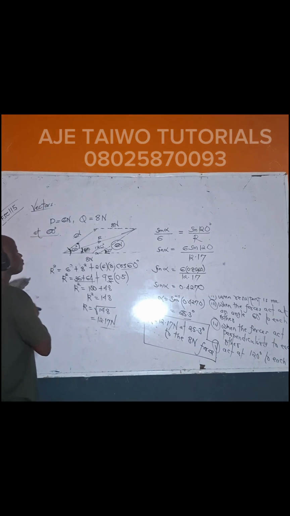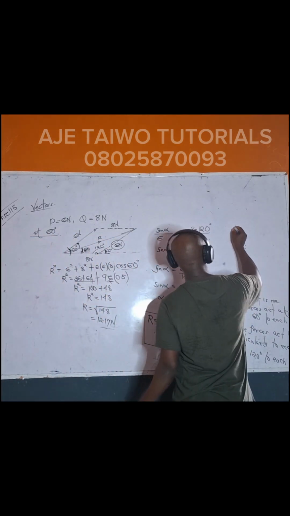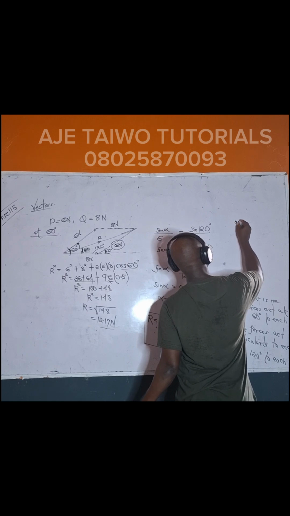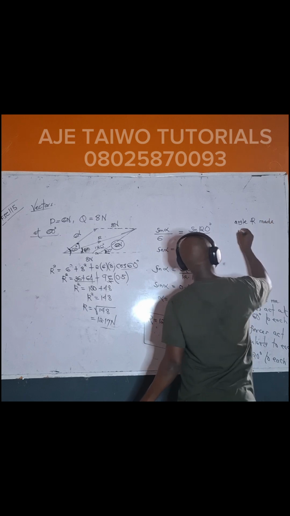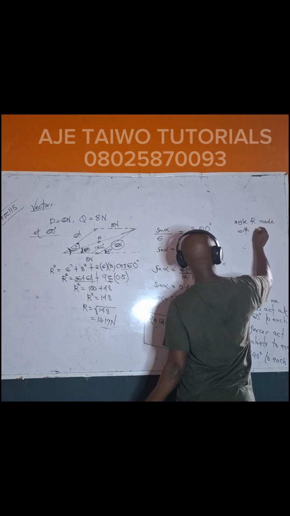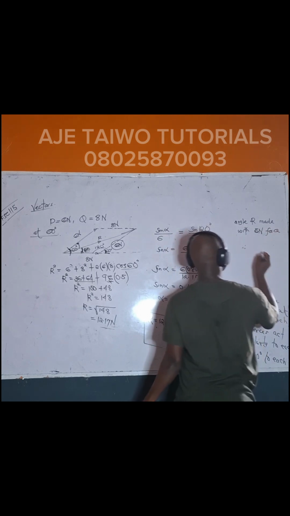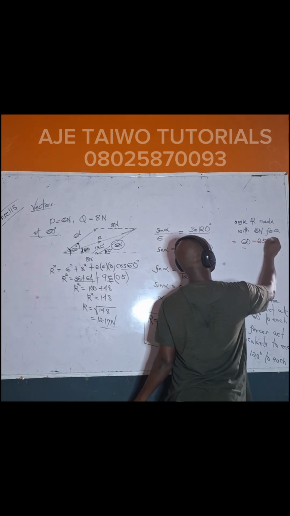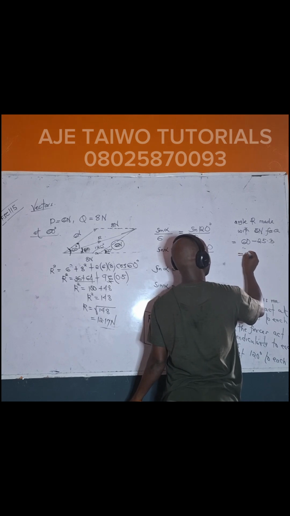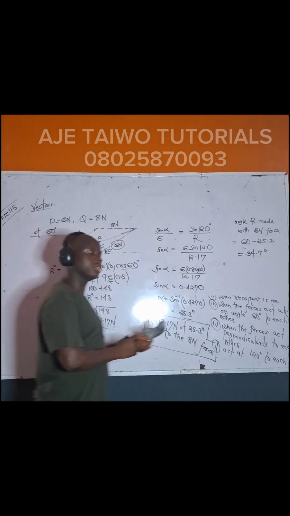The angle made with the 6 Newton force is simply 60 minus 25.3. What do you call that? 34.7 degrees. How do you know that?